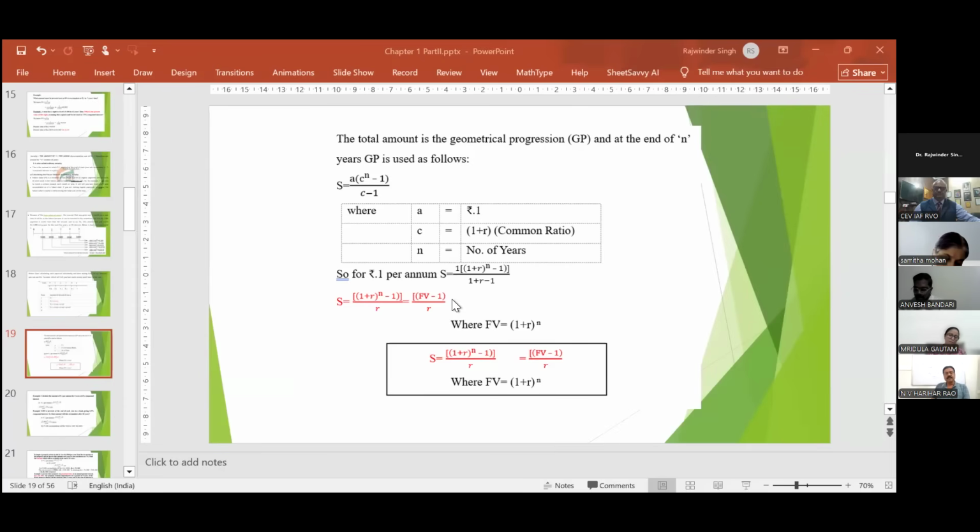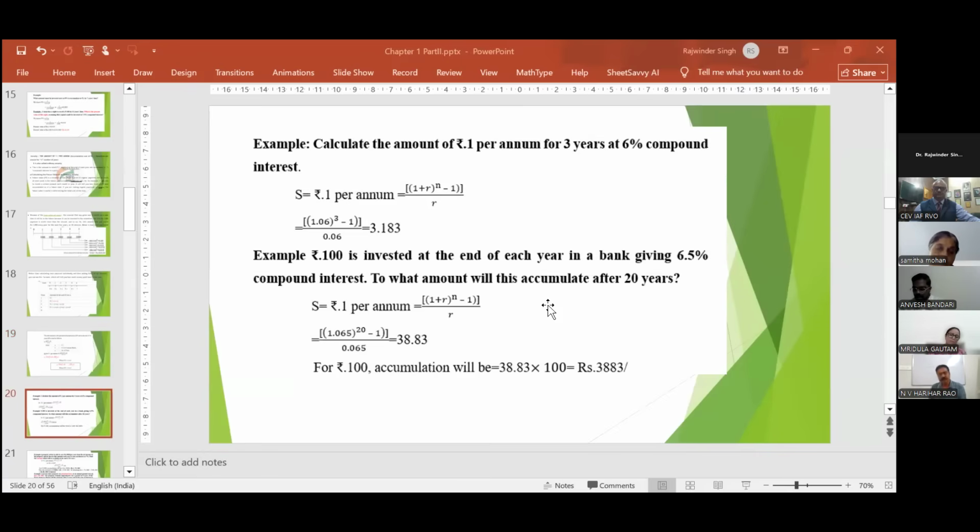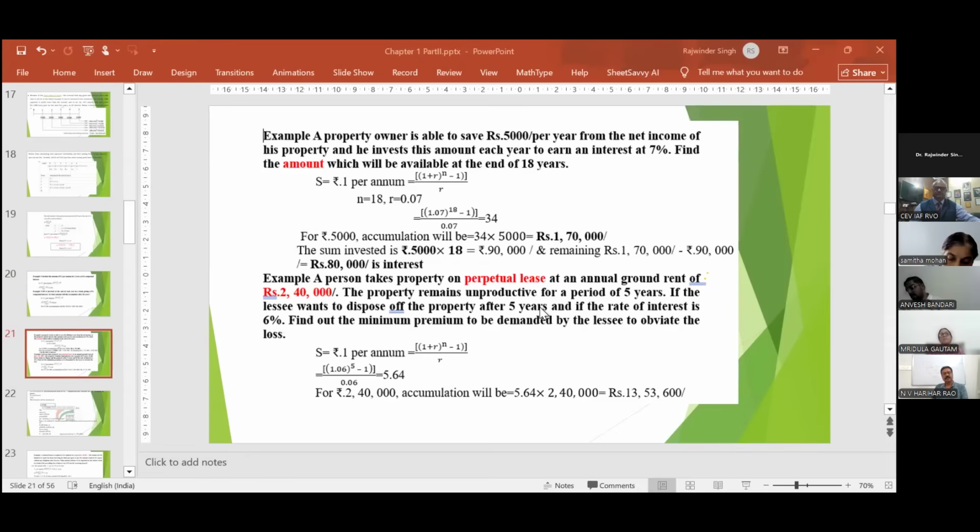Any doubt? Any other doubt? So we will make things clear with an example. A property owner is able to save 5,000 per year from net income of his property, and he invests this amount each year to earn an interest of 7%. Find the amount which will be available at the end of 18 years.